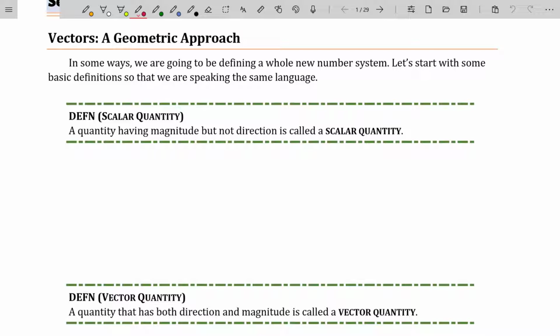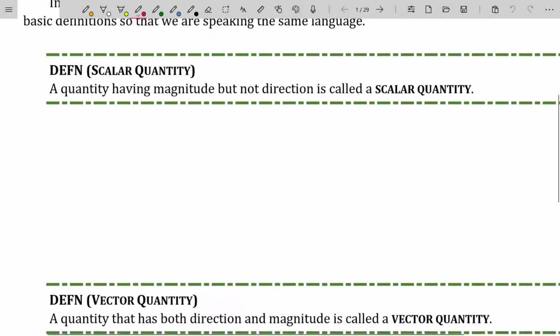This video is dedicated to a geometric approach to vectors, and you need both that and an algebraic approach to really truly understand vectors. So in a way, we're going to be defining a whole new number system, and that makes it so important for us to basically agree on some basic definitions before we move forward. So some of the definitions are as follows.